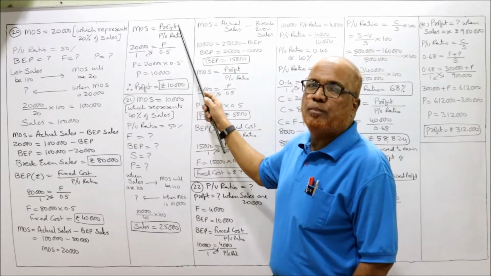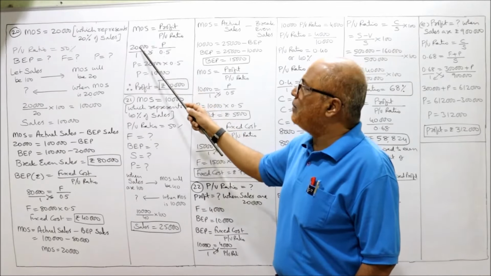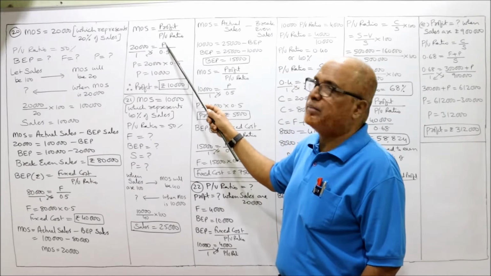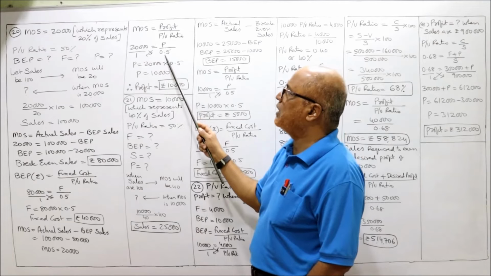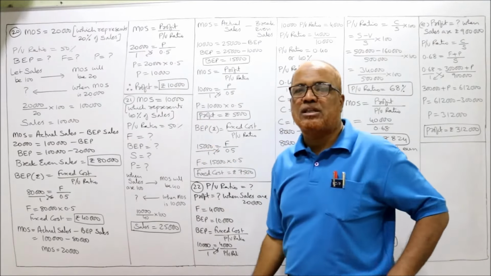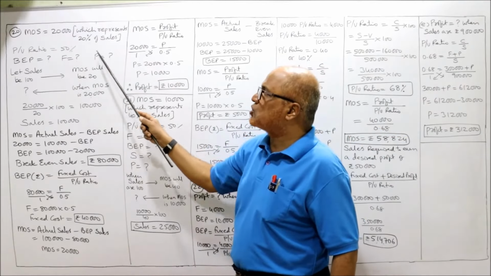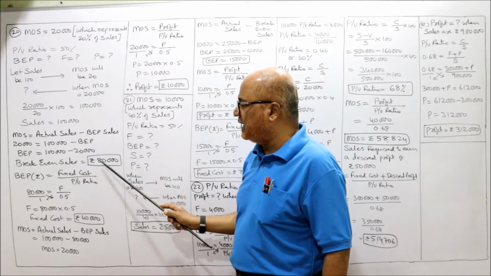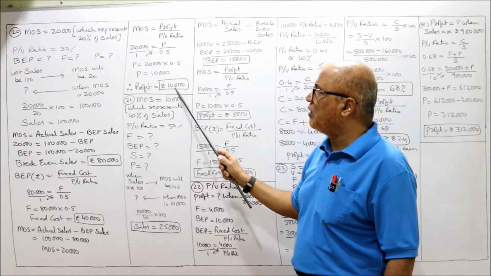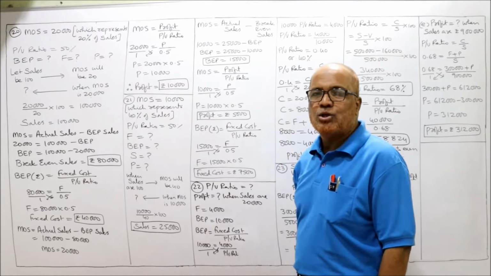Now MOS is equal to profit by PV ratio. In place of MOS I am writing 20,000. Profit we don't have, we have to calculate. PV ratio is given in the problem, 50%, 0.5. So 20,000 into 0.5, 10,000. Profit is 10,000. That's all. So three things it is asking: BEP, fixed cost, profit. BEP we got 80,000, fixed cost we got 40,000, and profit we got 10,000. Over. This is the end of problem number 20.